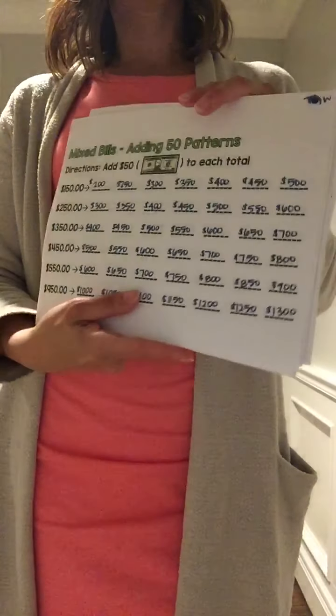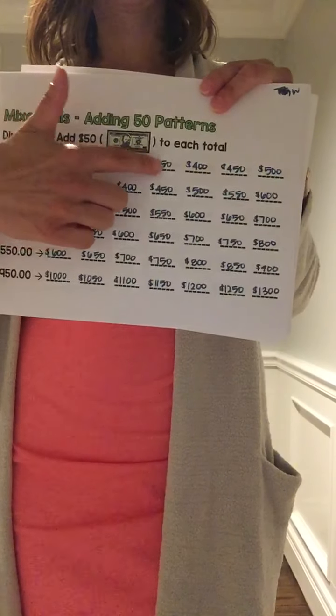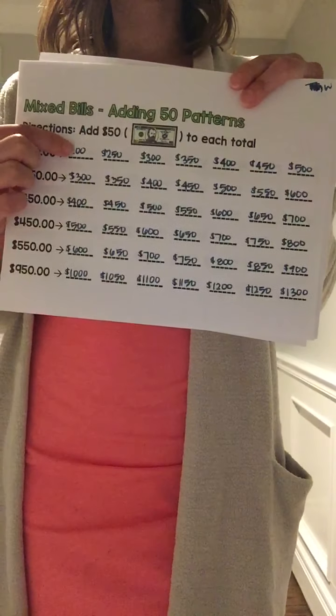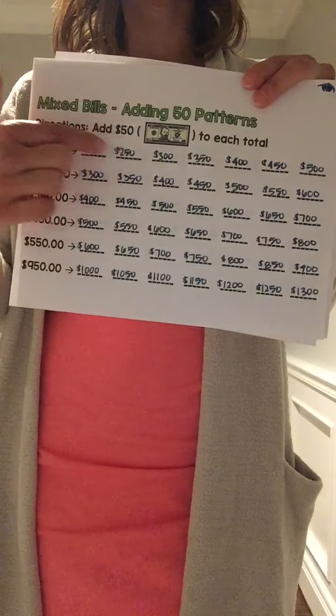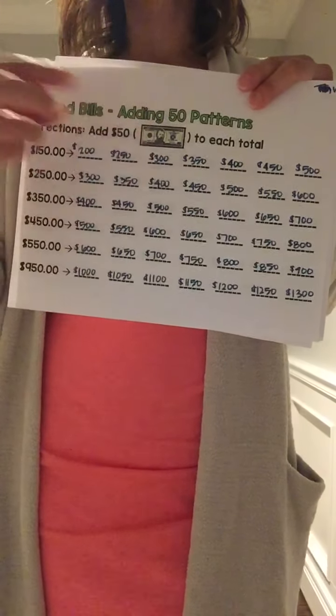The pattern that I notice when I'm doing this is they all end in 0, and the second number is either a 0 or a 5. So here's 200, 250. The second number is always a 5 or a 0 when we're adding 50s.